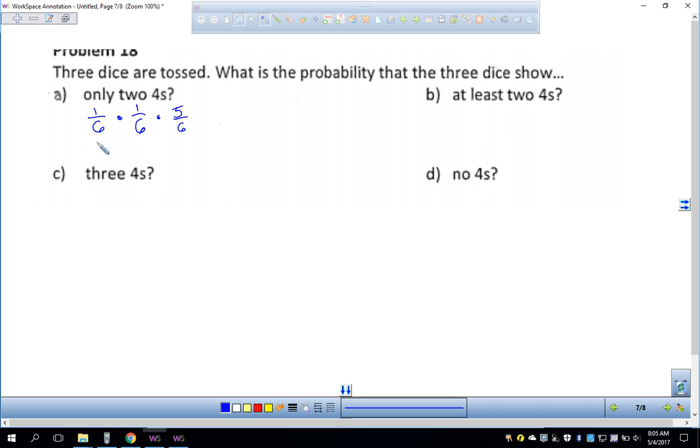Say this is a green dice. It doesn't really matter, a red dice and a blue dice, right? So here the green die shows a 4, the red die shows a 4, and the blue die does not show a 4, right? But I could also order it such that this green one could not show a 4. This one could show a 4. So there's 3 ways to do this. So what I have to do is put a 3 there.